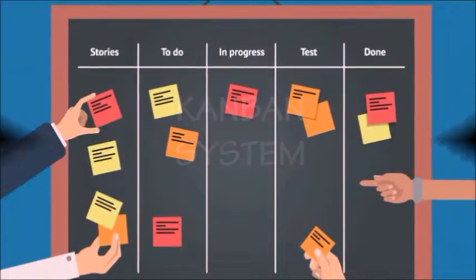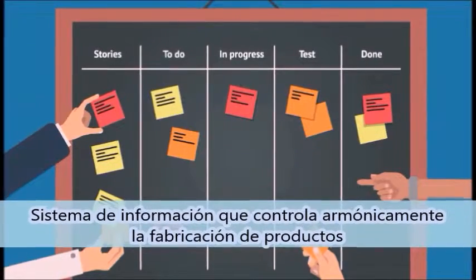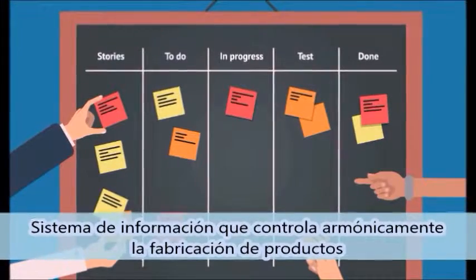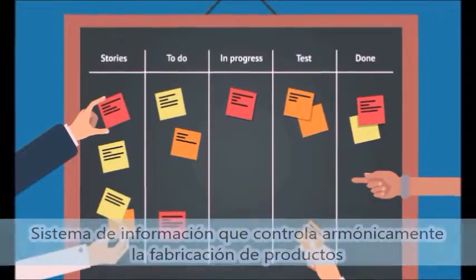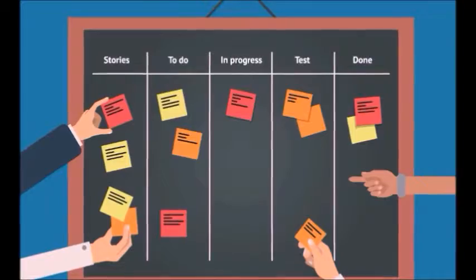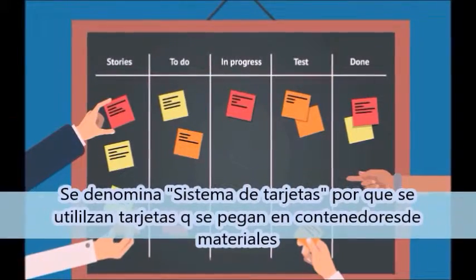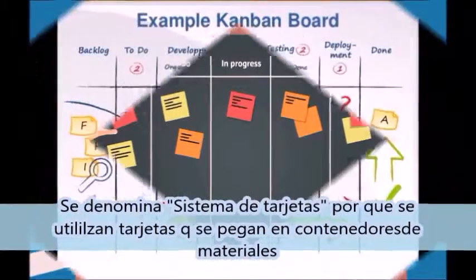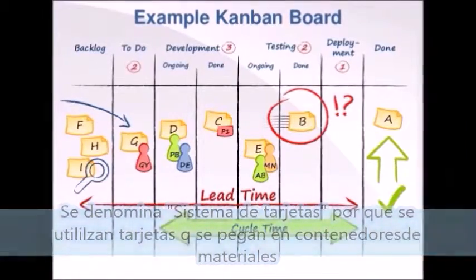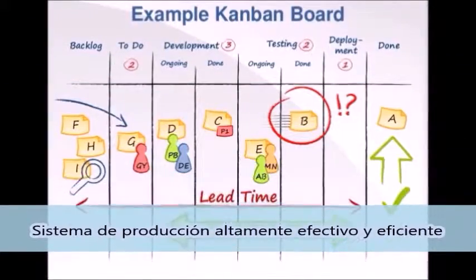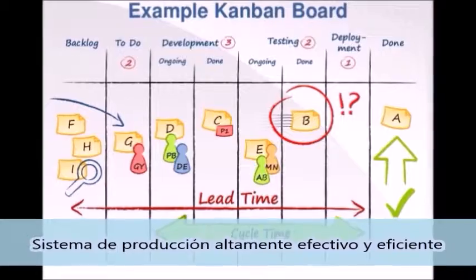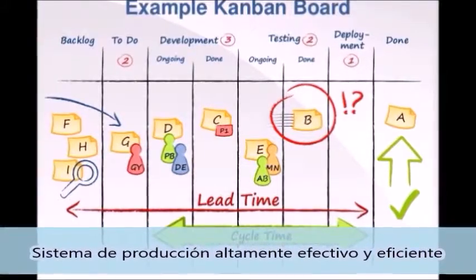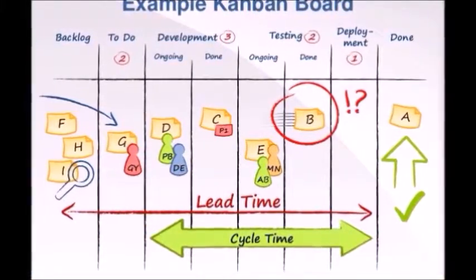It is an information system that harmoniously controls the manufacture of the necessary products in the amount and time necessary in each of the processes that may take place. It is also called the cart system because carts are used which are stocked in the containers of materials and that are removed when these containers are used.